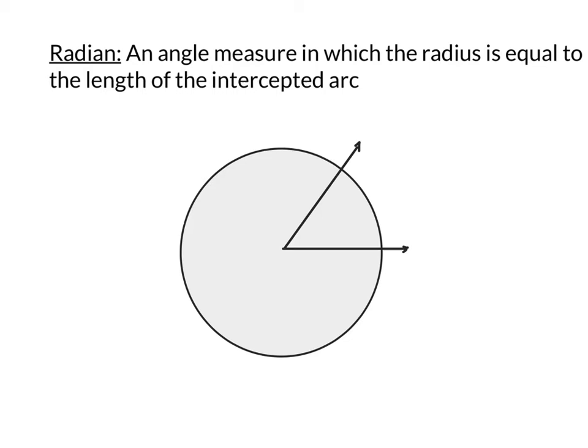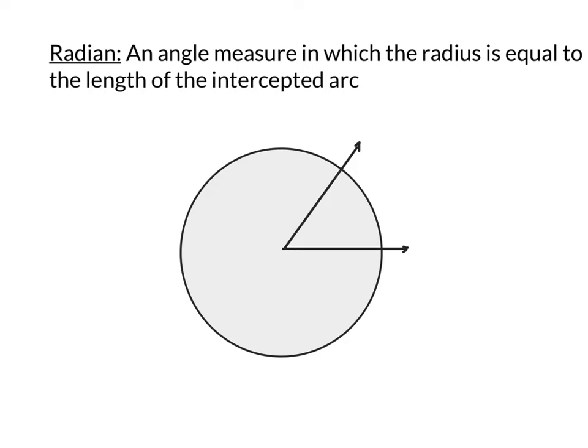Now, like I said, you probably feel good about measuring angles in degrees and estimating them in degrees and doing all sorts of things with angles in degrees. But we want to do them in terms of radians. So a radian is defined as an angle measure in which the radius is equal to the length of the intercepted arc. So what do we mean by that?